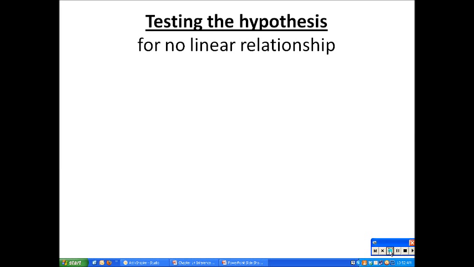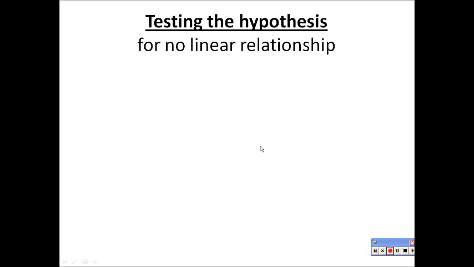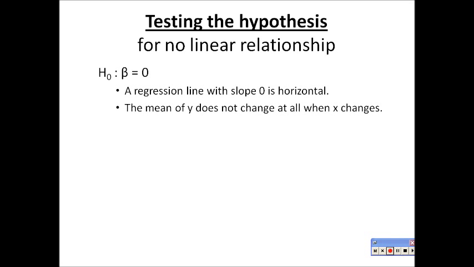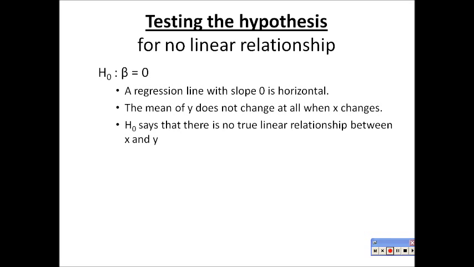We will next discuss testing the hypothesis for no linear relationship. Here, the null hypothesis will be b equals 0. A regression line with slope 0 is horizontal. The mean of y does not change at all when x changes. This means that the null hypothesis is saying that there is no true linear relationship between x and y.